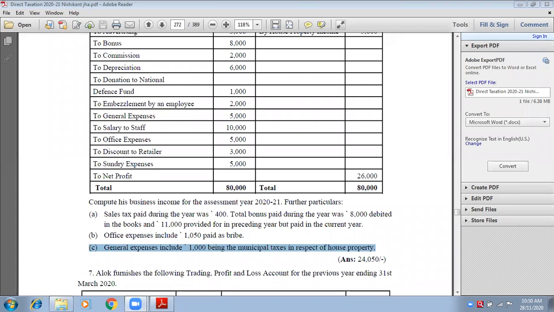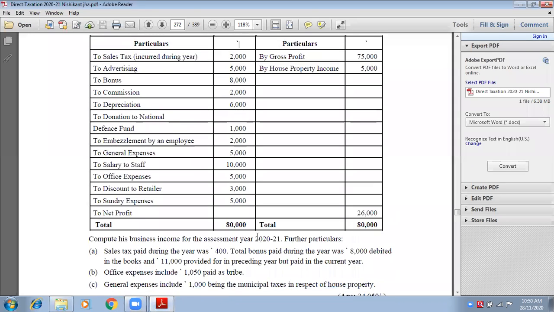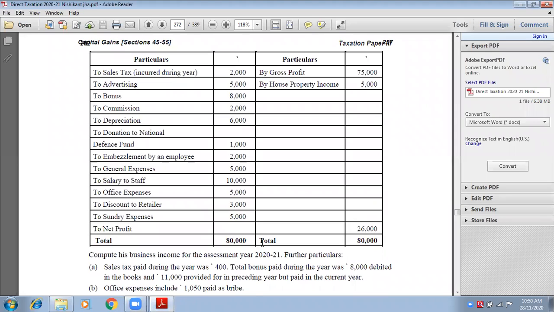Now tell me, what is the total? 4,650. Okay, 4,650. Next heading is less expenses allowable.